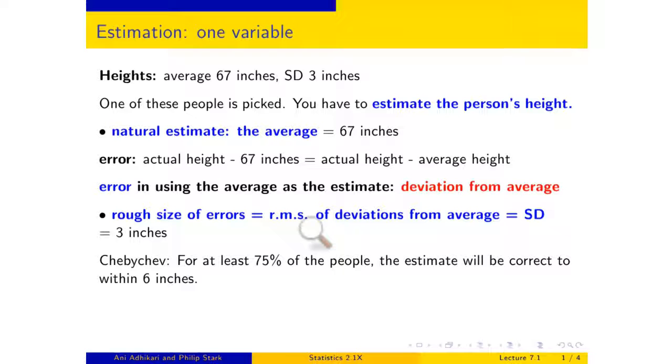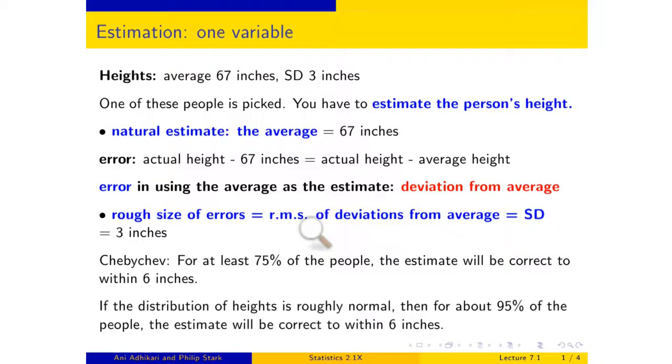Now, if you know a bit more about the distribution, for example, if you happen to know it's approximately normal, then you can say even more. You can say that 95% of the people will have heights in the range average plus or minus 2 SDs. So for 95% of the people, your estimate is going to be correct to within 6 inches, but that's if the distribution is normal. If not, you still know that that range is going to work for at least 75% of the people. So that's useful.